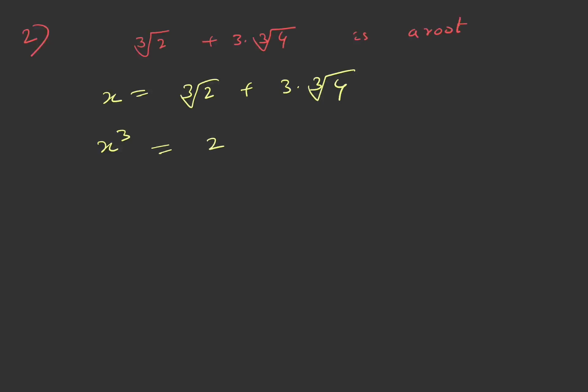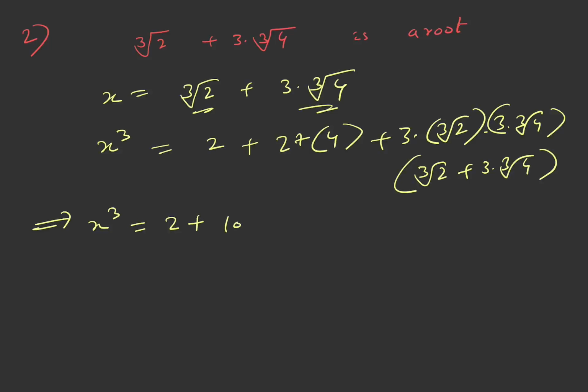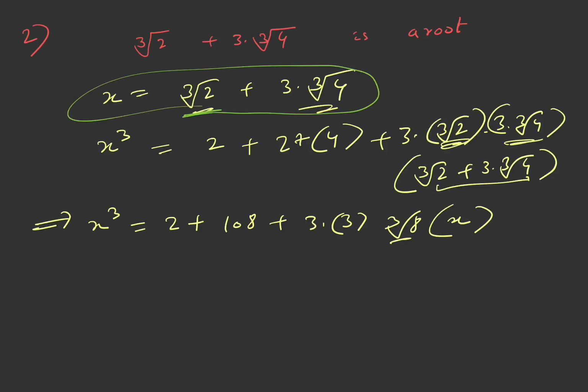So x cube would be a cube plus b cube, where a cube is 2. B cube would be 27 into 4, plus 3ab, 3 into a into b, so this is 3ab into a plus b. A plus b is cube root 2 plus 3 into cube root 4. So x cube equals 2 plus 108 plus 3 times cube root 2 into cube root 4, which would be cube root 8, that is 2, into this entire thing, which I can write as x, because this is nothing but x.